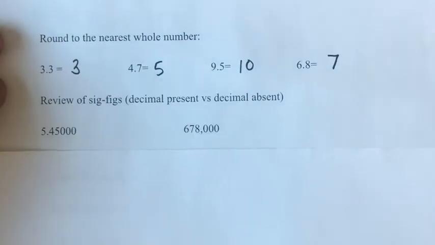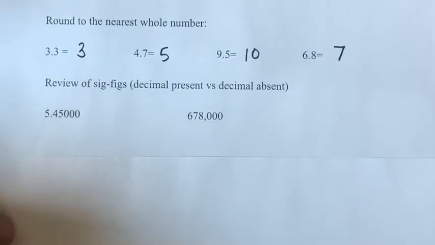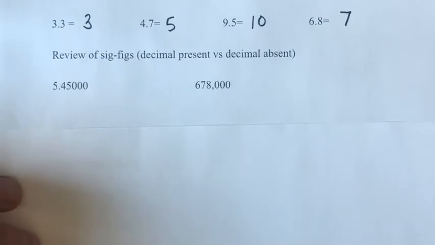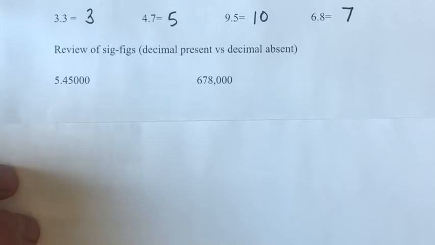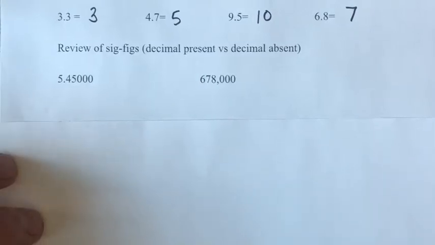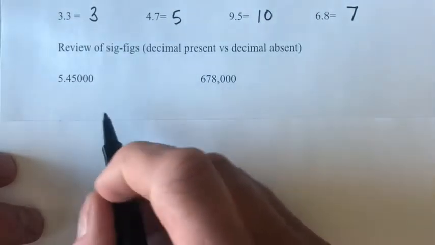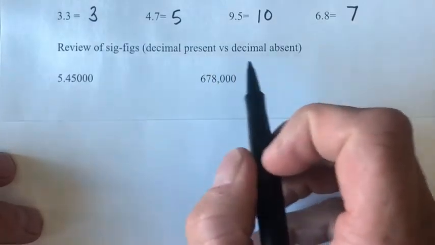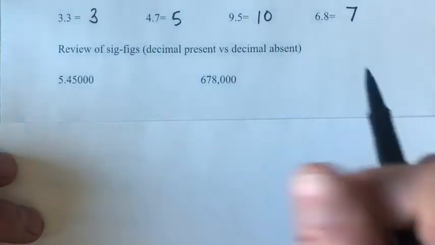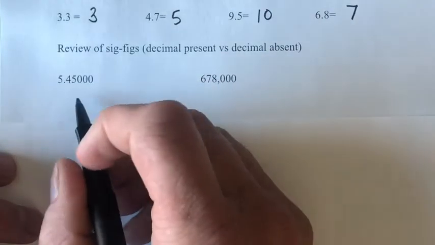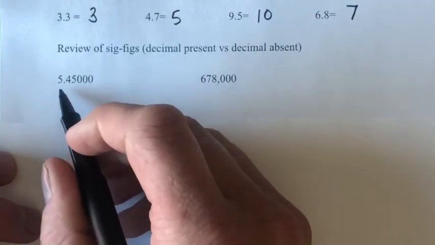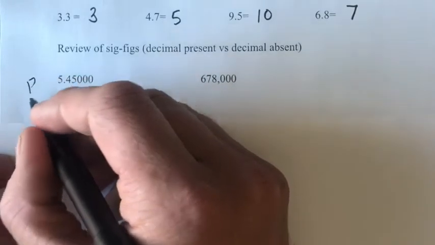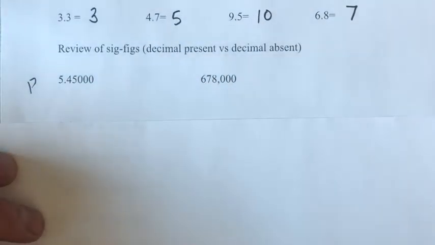Now, I want to review significant figures here because we got to make sure that we really know how to count significant figures. That leads us into how to round correctly to the right number of significant figures. So let's again just review decimal place present versus decimal place absent in a couple of these numbers. So our first one here, we've got our decimal place. That means we start counting from the Pacific or present side of the number. We start counting at the first number that's not a 0.